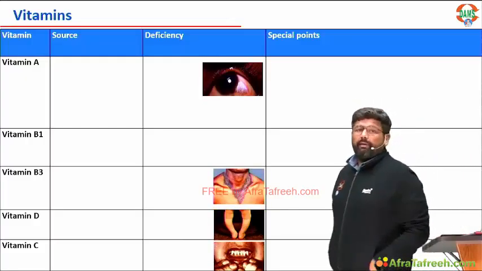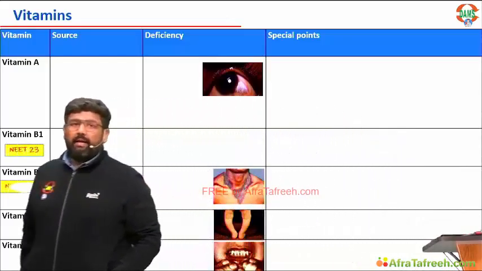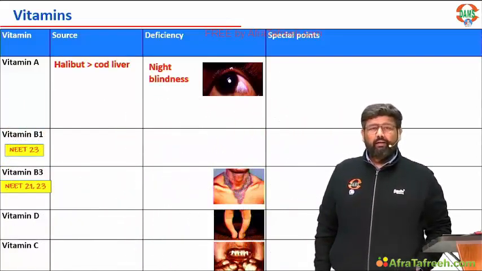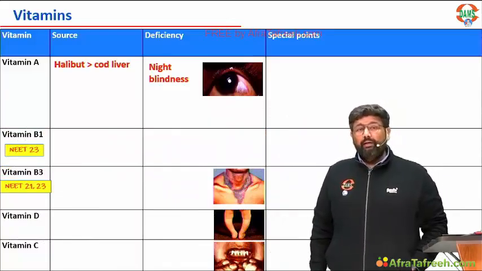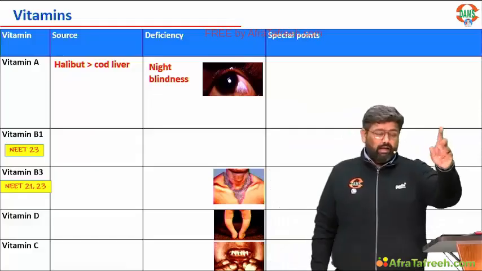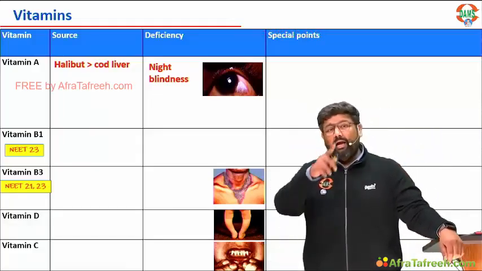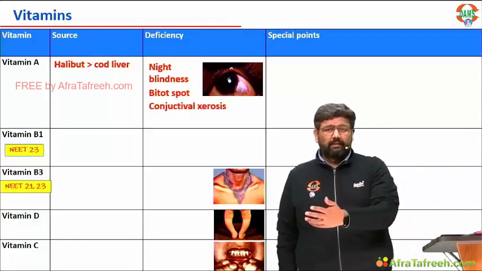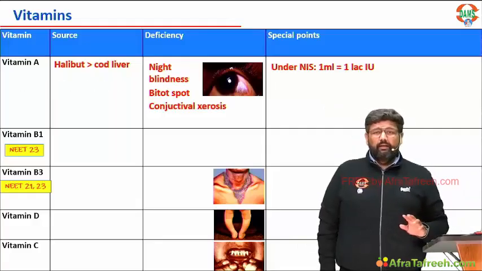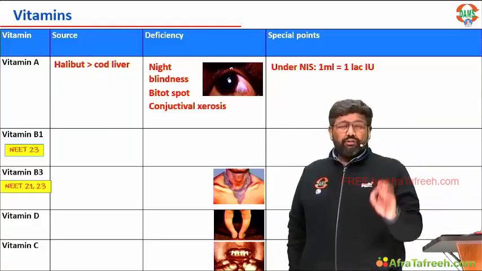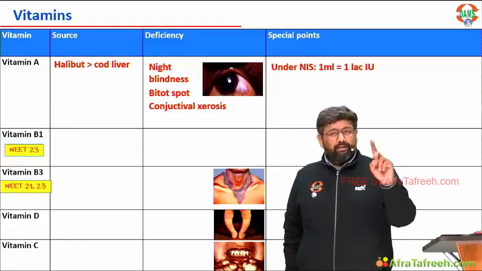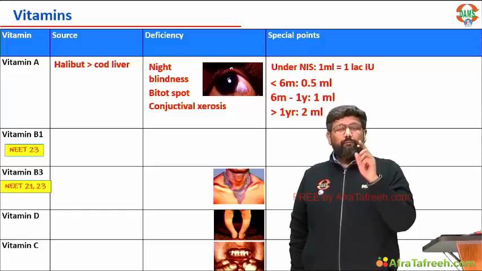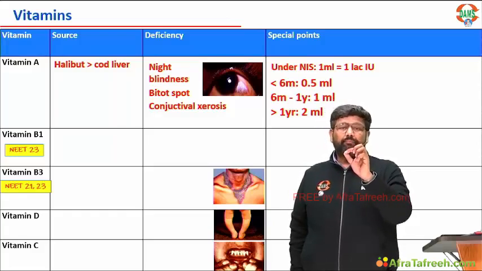Okay, vitamin A. Vitamin A was your MCQ, vitamin B1 was MCQ, B3, every point is MCQ here. The richest source of vitamin A, one time this was asked, is halibut liver, more than cod liver. The symptoms are night blindness, Bitot spot, conjunctival xerosis. You will be reading this in detail in your ophthalmology. Under the National Immunization Schedule, 1 ml of vitamin A contains 1 lakh international unit. The first time we give vitamin A is at 9 months, so 1 ml is given.